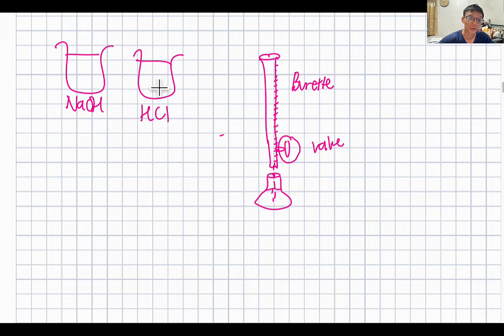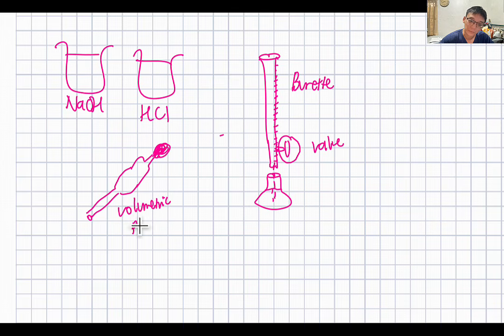In order to move one of these two solutions to the burette, usually you use a pipette, right? But a pipette will take so much time, so we use what is called a volumetric pipette instead. A volumetric pipette, like this. You move, and then you pour here, also to the flask. You fill. So now imagine that this is sodium hydroxide and this is hydrochloric acid.